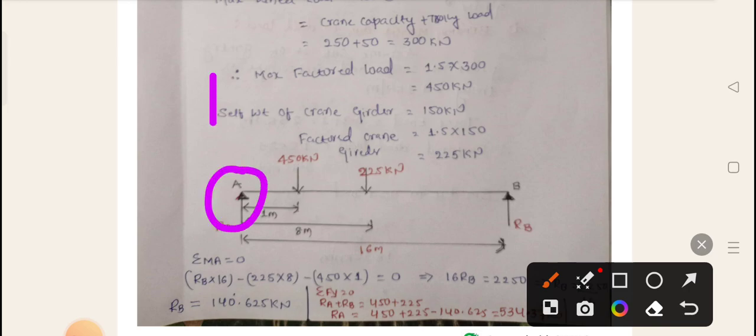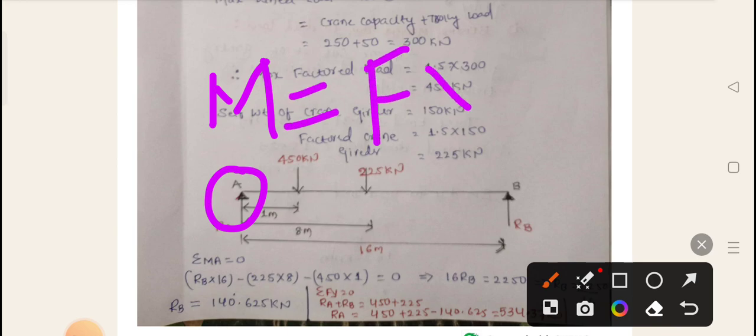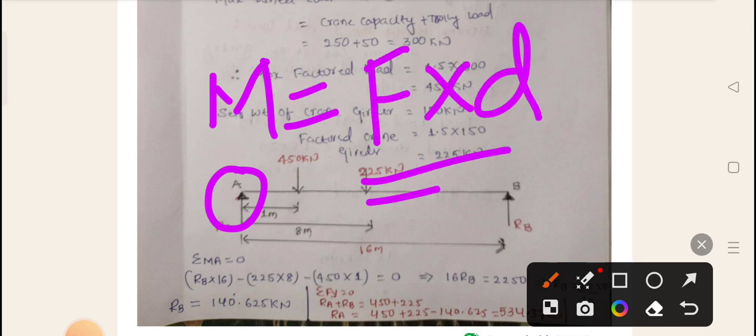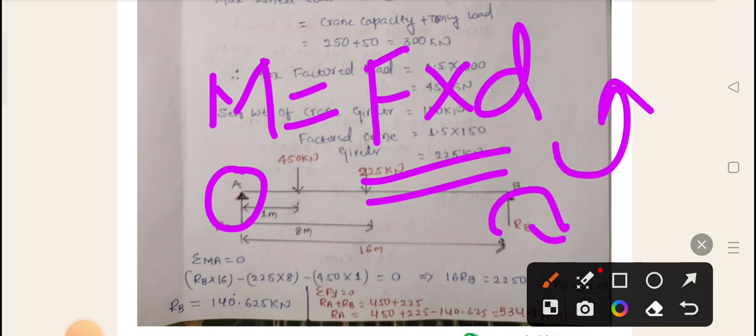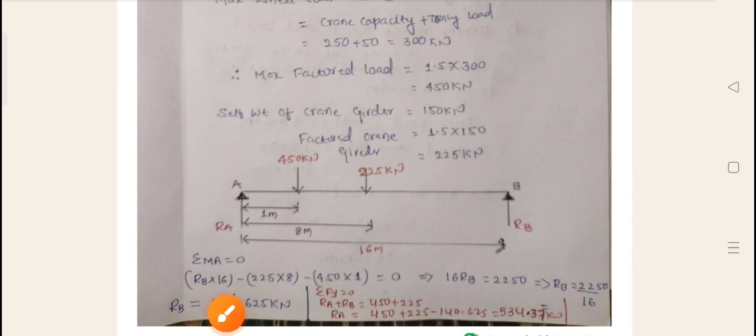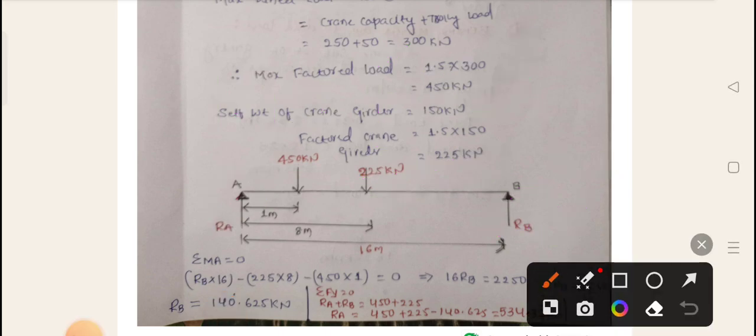You are already aware of this, as it is the basic part. Moment means force into perpendicular distance. I will calculate moment as force into perpendicular distance. Here I am considering anti-clockwise as positive and clockwise as negative. So let's start with this one. RB is the force, and I am taking the perpendicular distance about A.